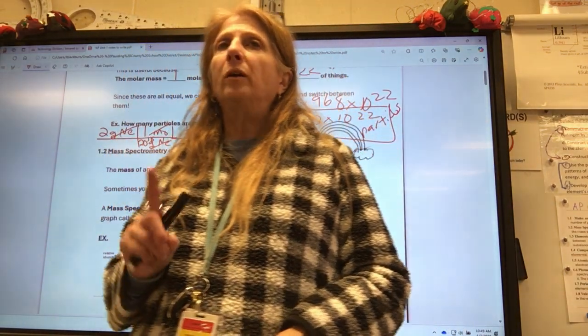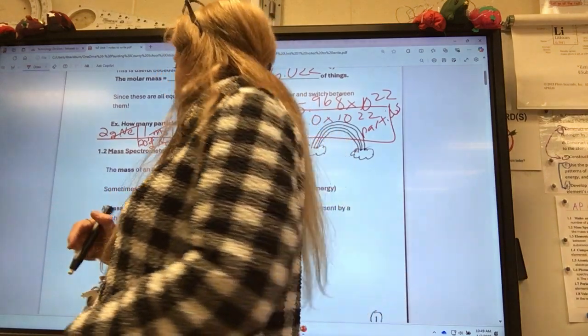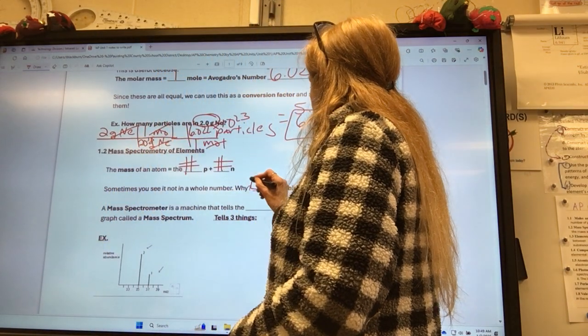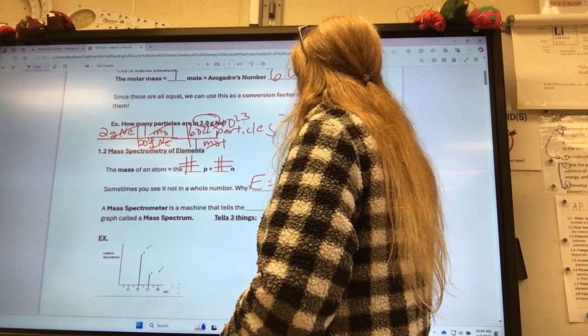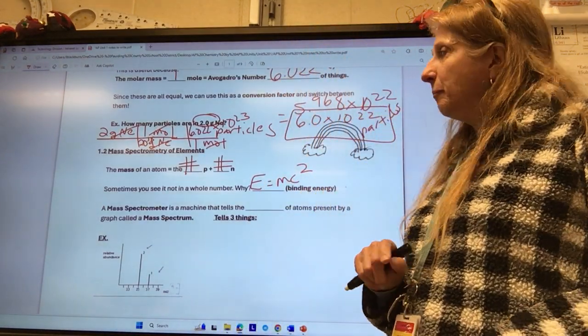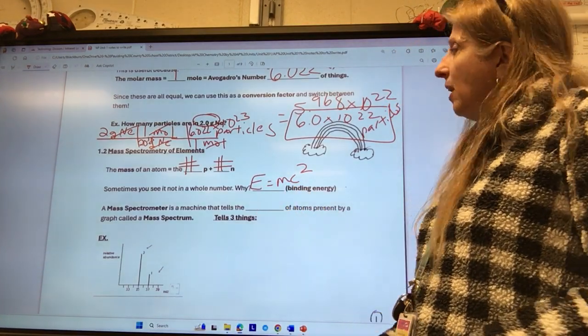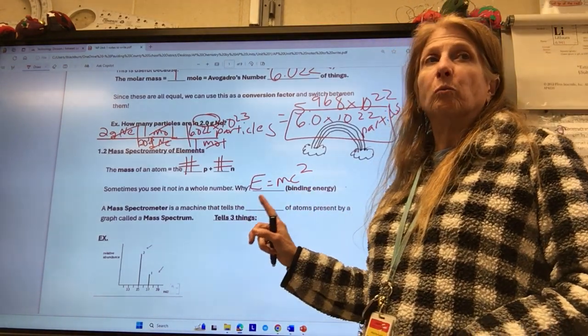But there's actually one more reason. Does anybody know what it is? Okay, it is this. E equals mc squared. Have you heard of that? Very famous. And what it means is there is a relationship between energy and mass, and that they can be converted from one to the other.